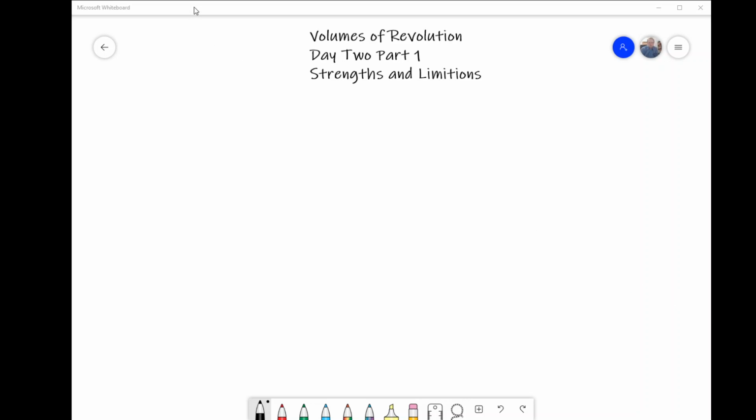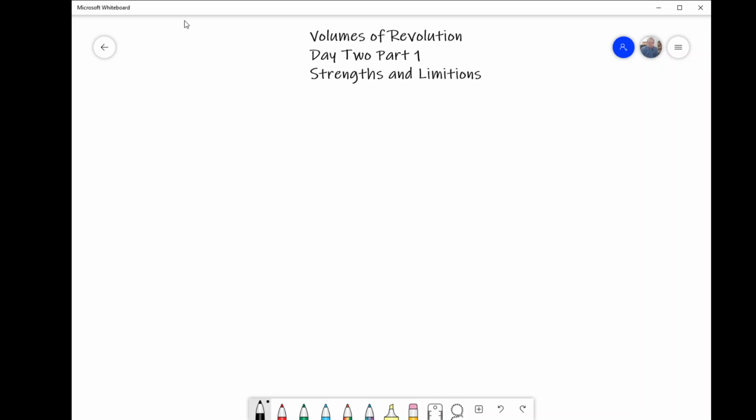So yesterday we introduced the concept of volumes of revolution and used it to derive some formulas that we've already known. So a lot of people would say, well, so what, right? These are things that we already know. We can look those up. Why would we want to do this?